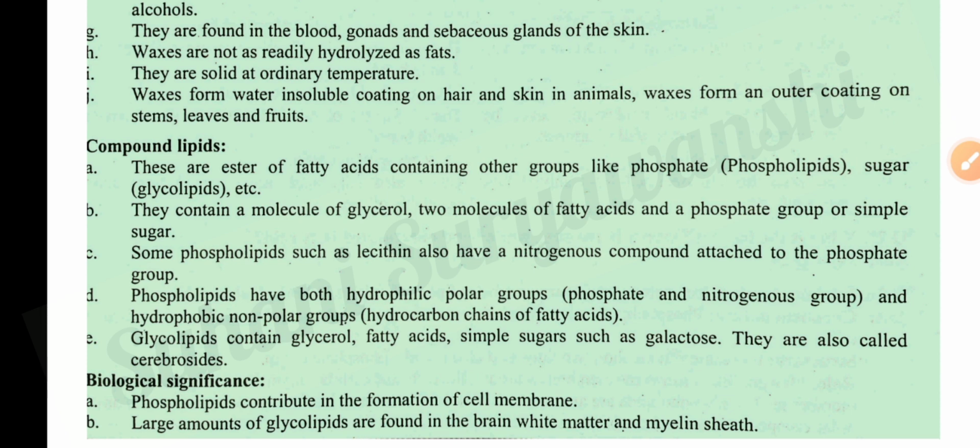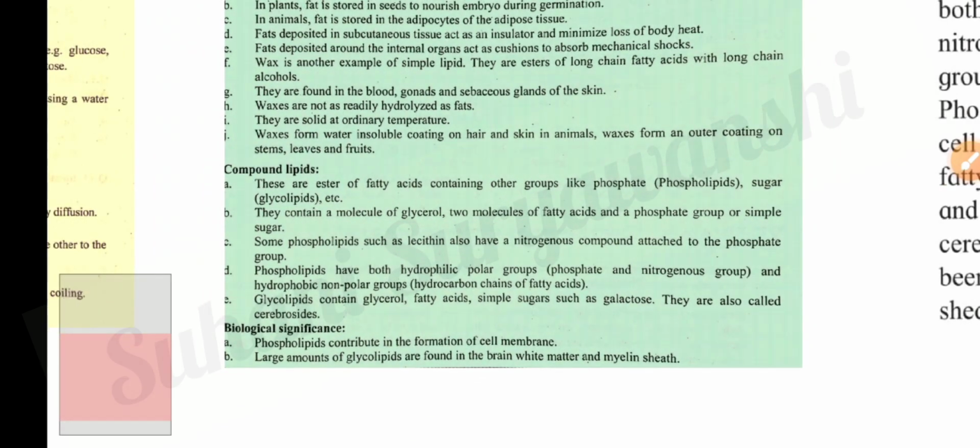Biological significance. Phospholipids contribute in the formation of cell membrane. Large amounts of glycolipids are found in the brain white matter and myelin sheath.